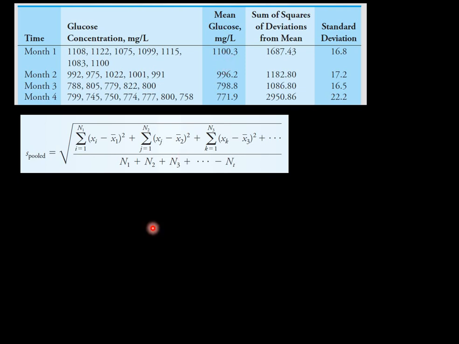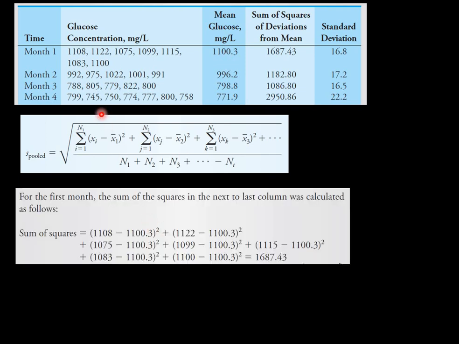Okay, so what do we do? We take 1108 minus this mean value and square, right? And then 1122 minus this mean value and then square, and then the next value minus mean square, next value minus mean square, and summation. So this is the way we get this value, 1687.4. By a similar approach we get the values for the other months or other subsets. So these are the values.